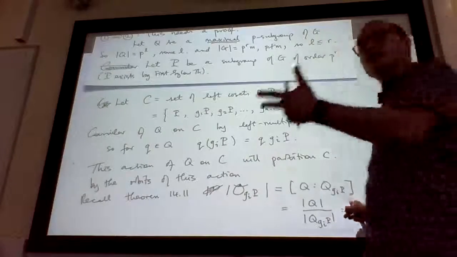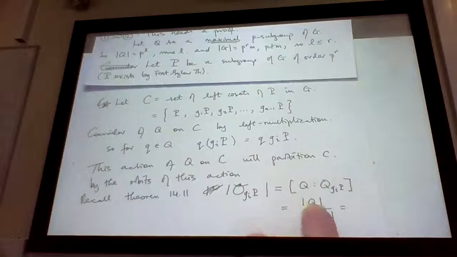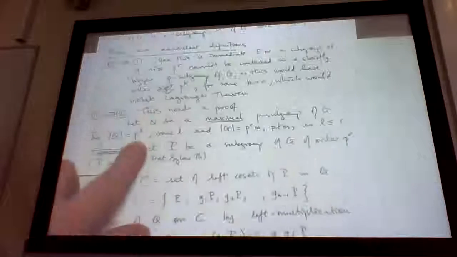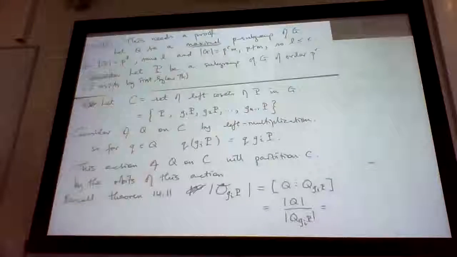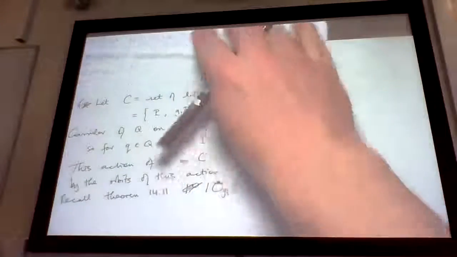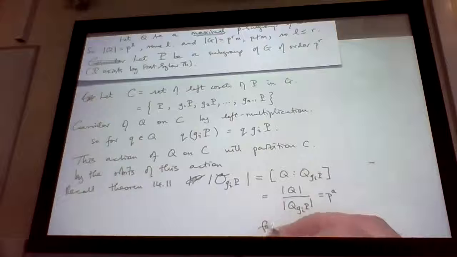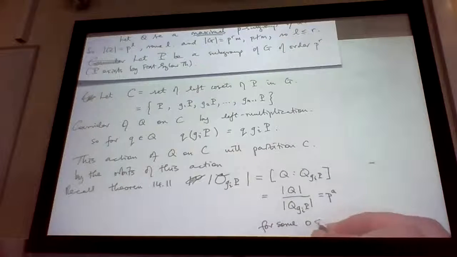In words, it's some power of p, because the size of Q is a power of p, and we're talking about a quotient of it. Did we notate the size of Q? Yeah, we call it p to the L. So let's say this is p to the, I need a letter I haven't used yet, p to the A, for some A. Now the A could be 0. We could be looking at a trivial orbit of size 1, but it's definitely less than or equal to L.